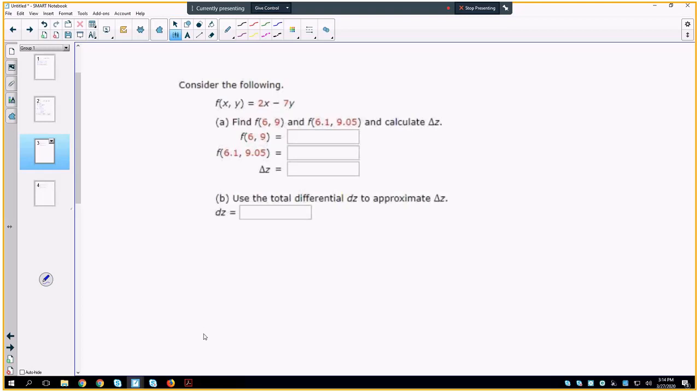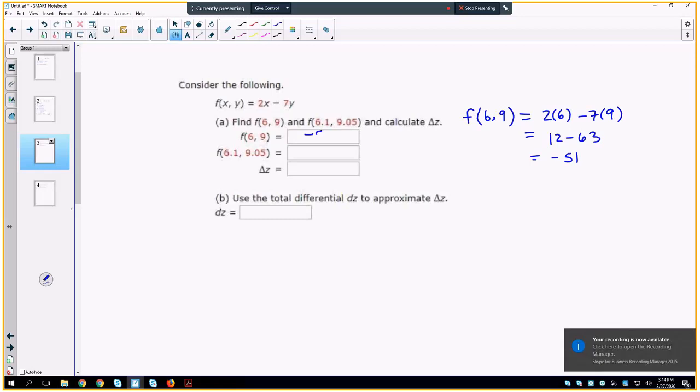So f of 6, 9 is 2 times 6 minus 7 times 9. That's 12 minus 63, or negative 51. Then it asks us to find f of 6.1 and 9.05. So we changed x just a little bit, and we changed y just a little bit. And we're going to use that to calculate the change in z.